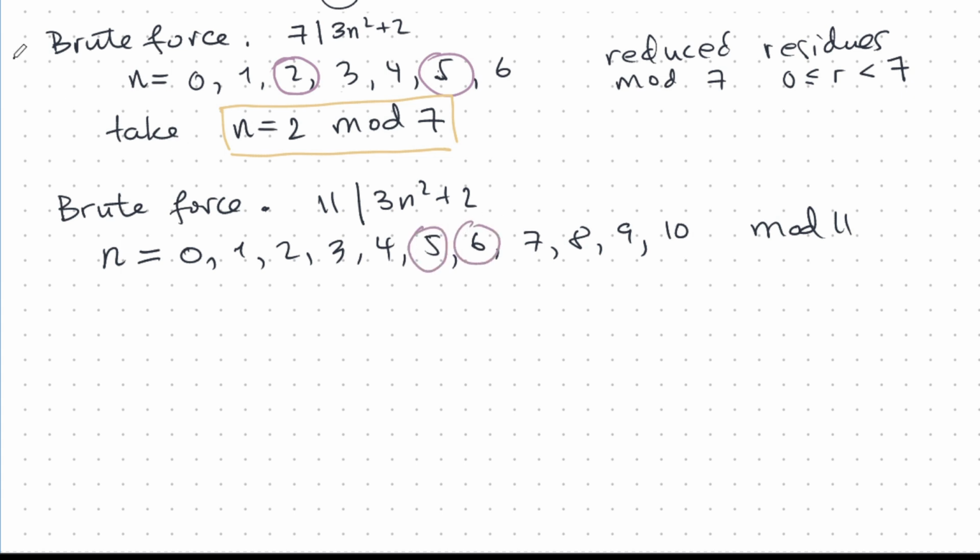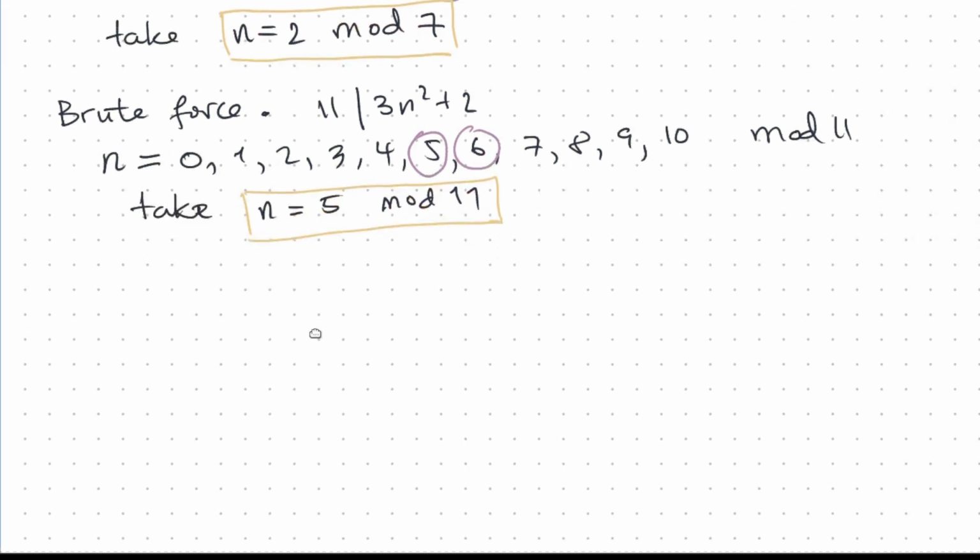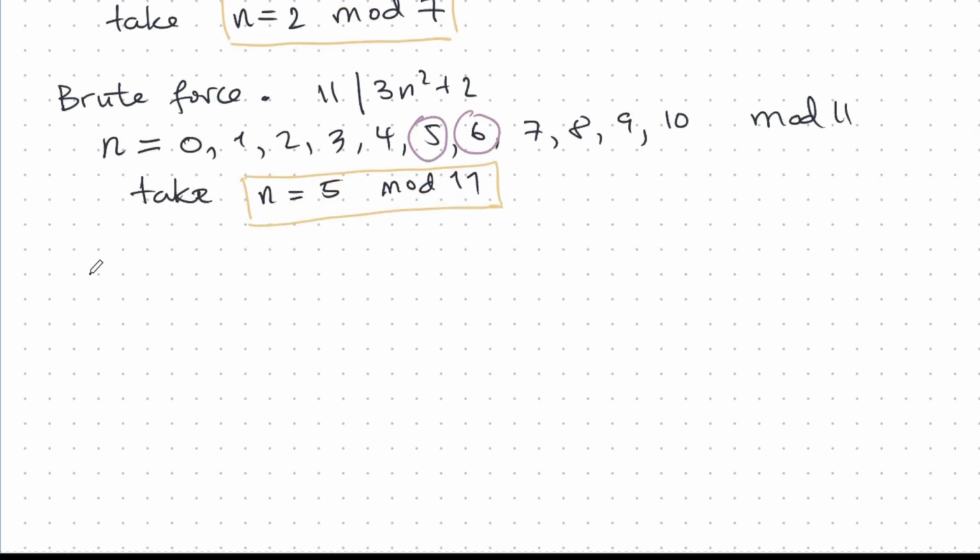As a nice exercise, why don't you verify that it's 5 and 6, and 2 and 5 like I showed. We're going to take one, we don't need both of them. Let's take n is 5 mod 11. And there we go, that's our second Chinese remainder theorem equation. Very interesting. So we have 2 equations and 2 unknowns: n is 2 mod 7 and n is 5 mod 11.